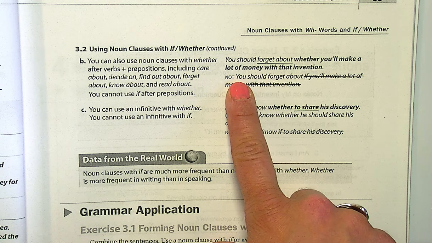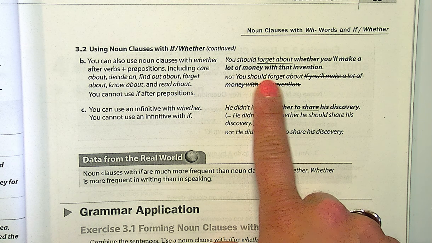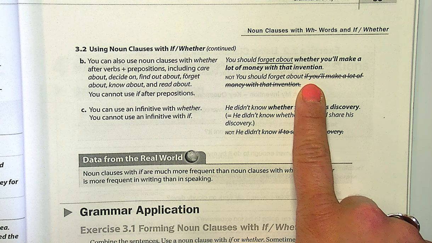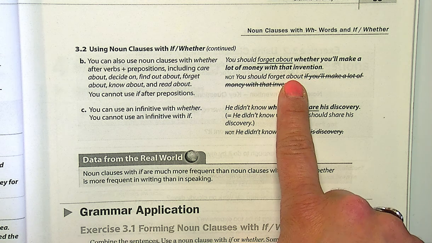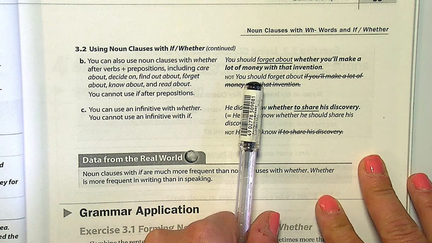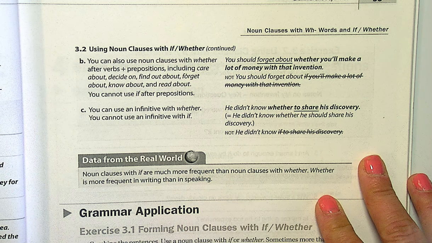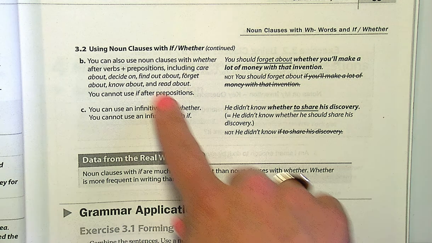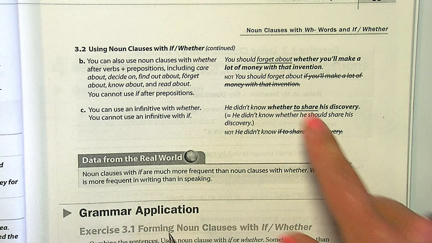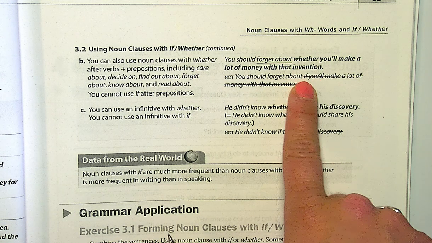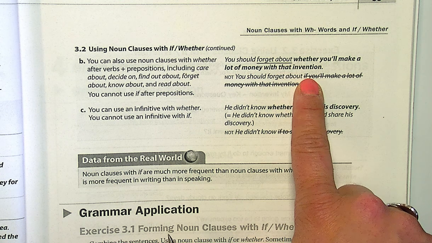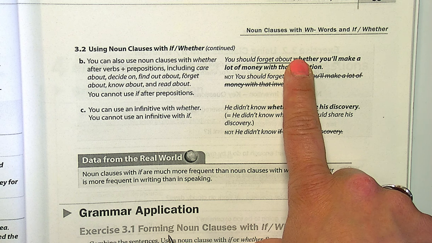Be careful, it says that you should not use if after a preposition. So you can only use the word whether. You should forget about whether. And so when we have a preposition, whether is the best word to choose, the only option, because about if doesn't work together. That's because if sounds like maybe, and whether is one of two options.